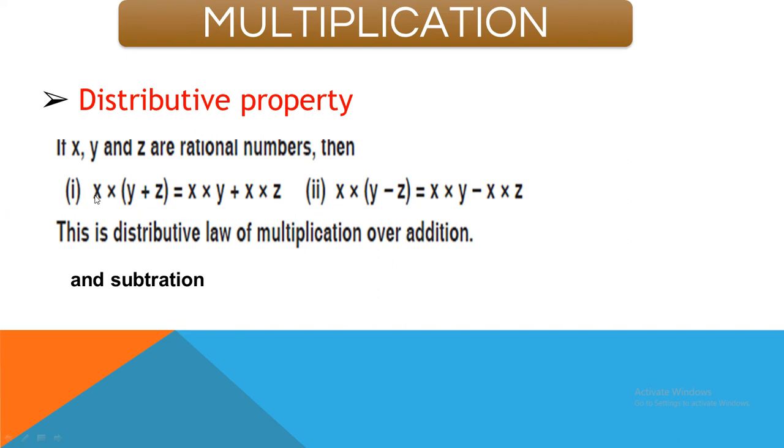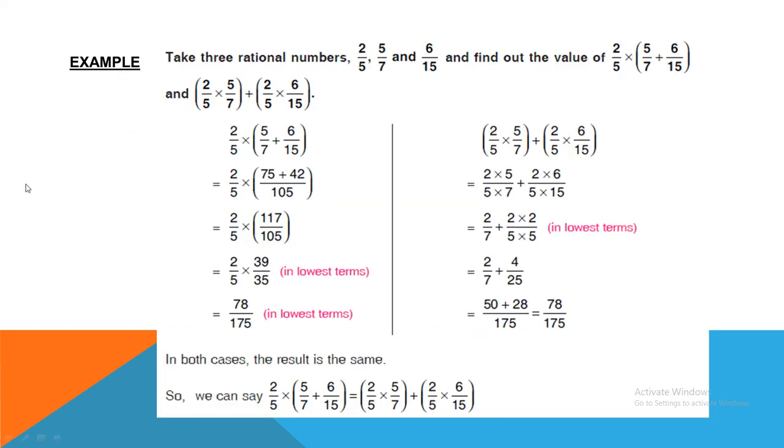Means if you have to multiply x with the sum of y and z, then you have to multiply x with y as well as you have to multiply x with z. Okay, so we see that multiplication operation is distributed over addition as well as on subtraction. Same way for subtraction. Clear? Let's understand this property with one example.